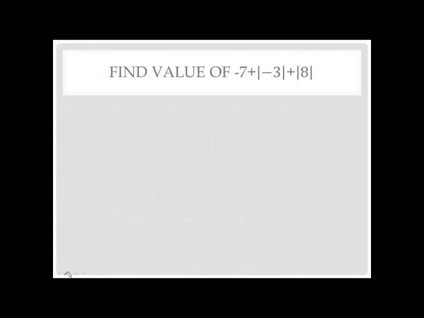All right, let's look at just a few examples here, different types of problems. This one, find the value of negative 7 plus the absolute value of negative 3 plus the absolute value of 8. Now the first thing I would want to do is to get rid of the absolute value bars, which means I have to take the absolute value of those numbers that are inside there. So again, the absolute value is just the distance a number is away from 0. So the absolute value of negative 3 is just 3. The absolute value of 8 is just 8.